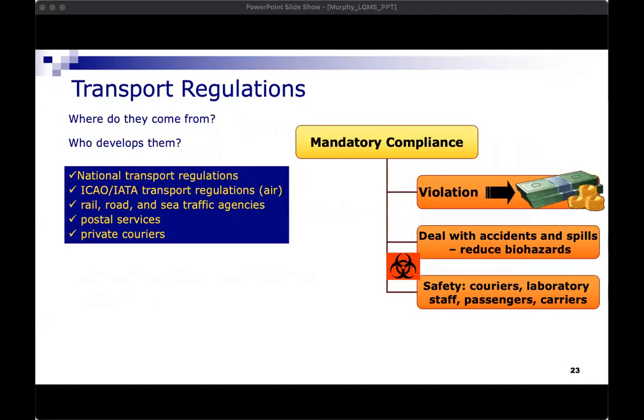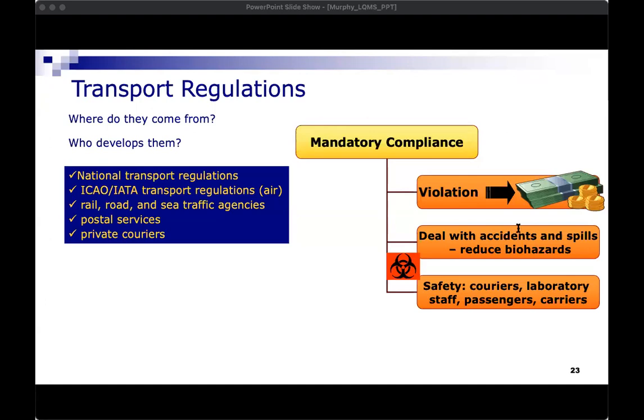So labs that mail or transport samples by air or sea or train or road between local, regional, or reference labs, or between labs in other countries, have to adhere to a number of regulations. These regulations are designed to deal with transportation accidents and spills, reduce biohazards, and keep samples intact for testing. So where do these transport regulations come from and who develops them?